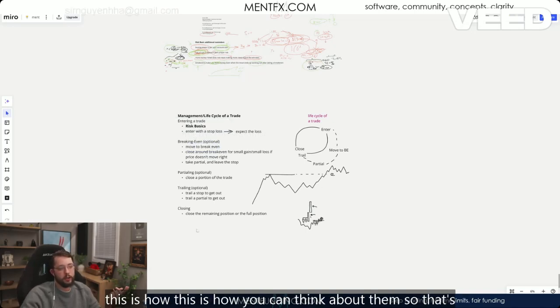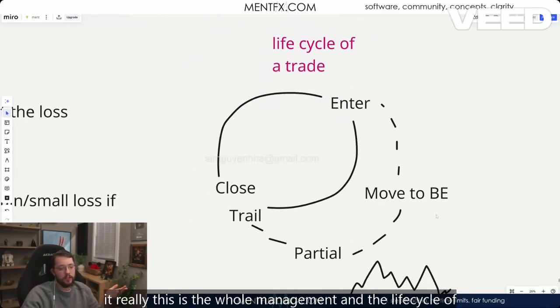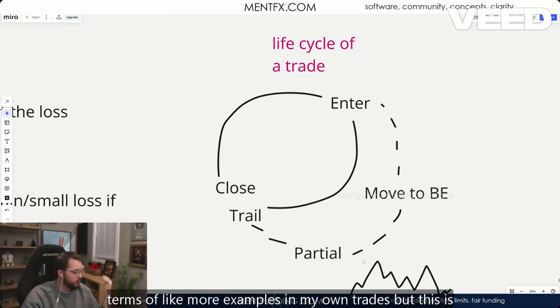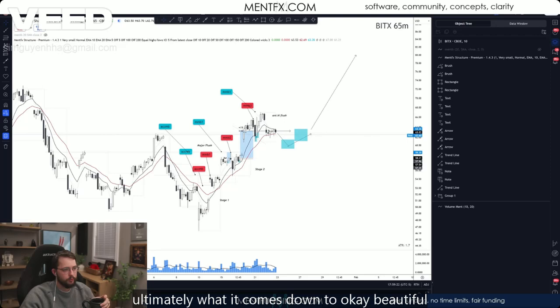And this is how you can think about them. So that's it, really. This is the whole management and the life cycle of a trade, right? And now we can talk about specific management in terms of more examples in my own trades, but this is ultimately what it comes down to, okay? Beautiful.